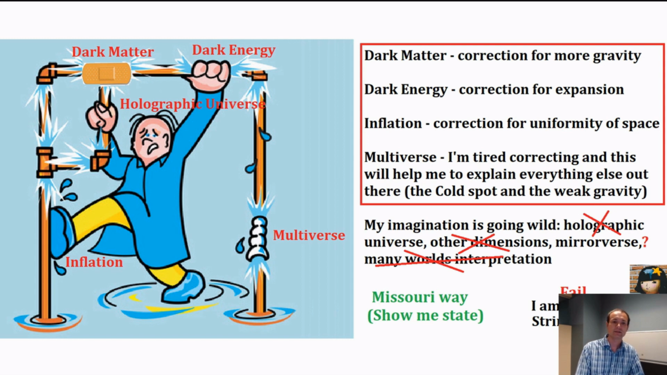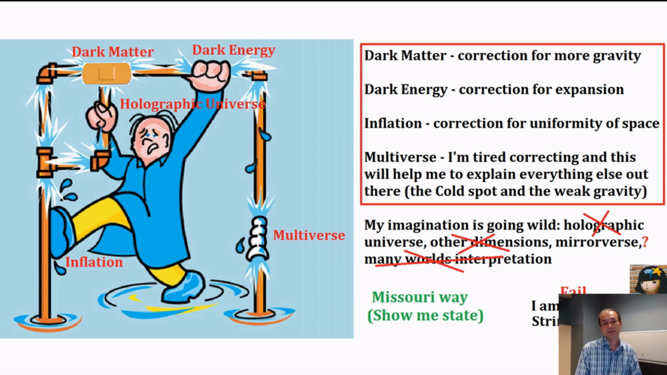Other dimensions, not possible to test, so let's forget about it. Mirrorverse: there was one experiment mentioned where neutrons would kind of disappear into another dimension and then reappear. I don't know, maybe it's testable, that's why I put a question mark. Many worlds interpretation, not testable. How can you test other worlds? You're not in those worlds.